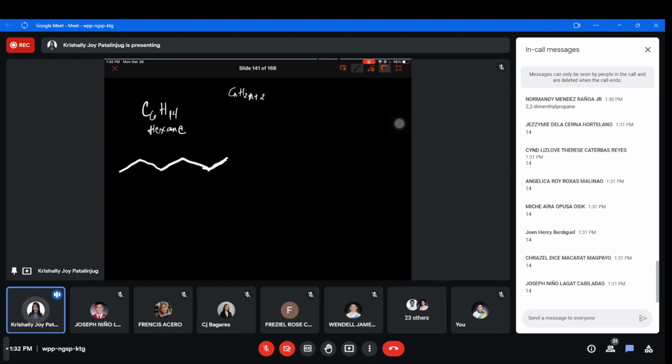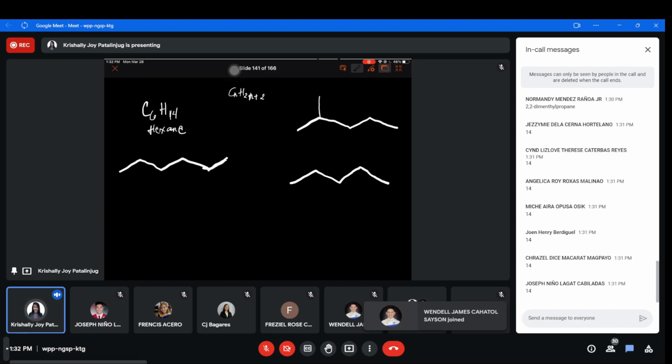Now, hexane could have, I think, four possible isomers. Let's see. It could be 1, 2, 3, 4, 5, then the sixth carbon is a branch. Or 1, 2, 3, 4, 5, with the branch in the middle.